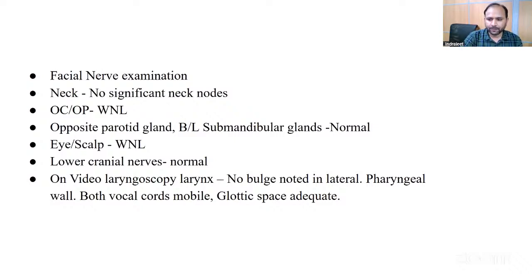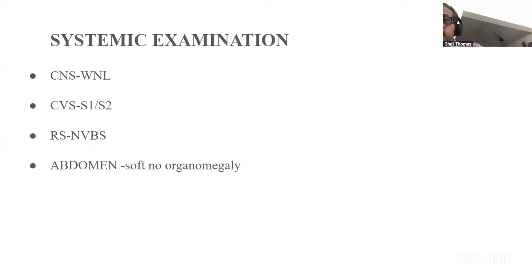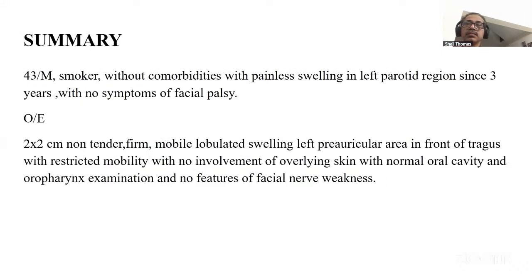Shall I proceed ahead, ma'am? Summarize your findings. To summarize, my patient, a smoker without comorbidity, presented with painless swelling in the left parotid region since the last 3 years with no symptoms of palsy. On examination, he was found to have a 2 into 2 centimeter non-tender, firm, mobile, lobulated swelling in the left preauricular area with restricted mobility, no involvement of overlying skin, normal oral cavity and oropharyngeal examination, no features of facial nerve weakness, and no cervical lymphadenopathies.